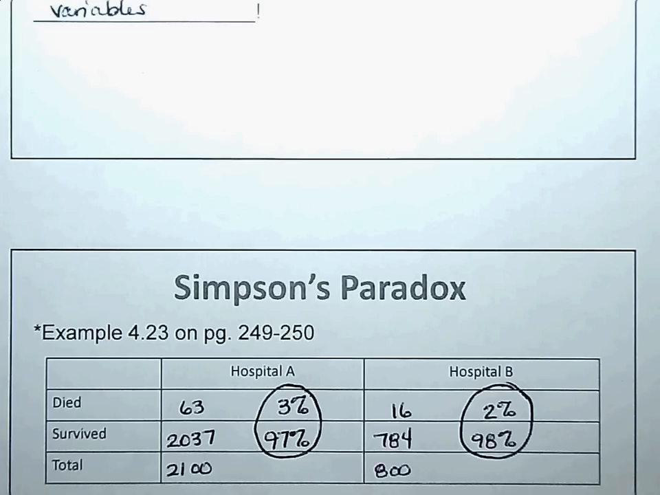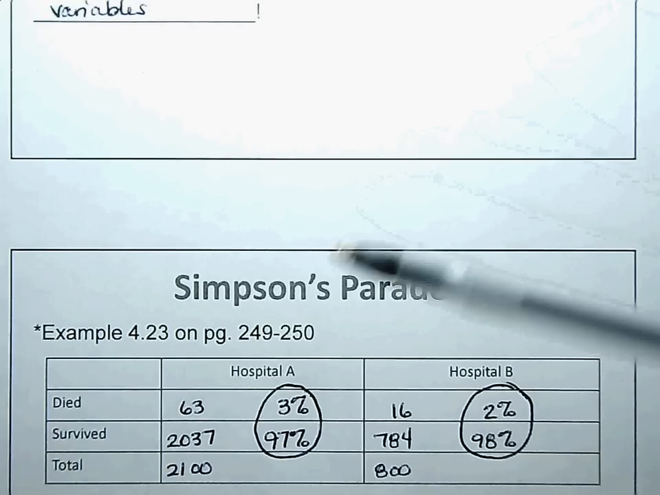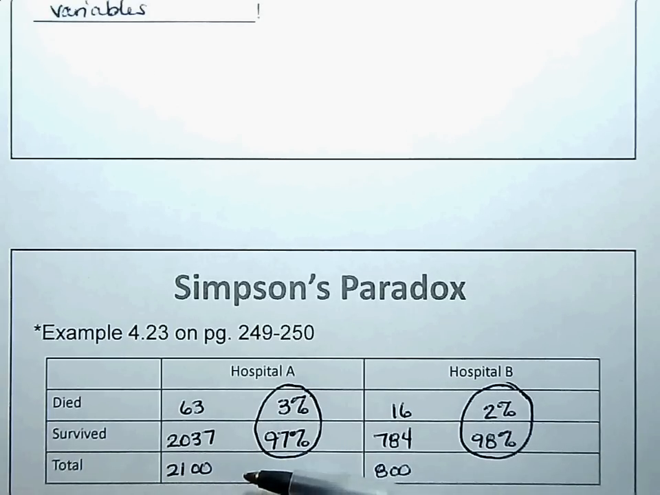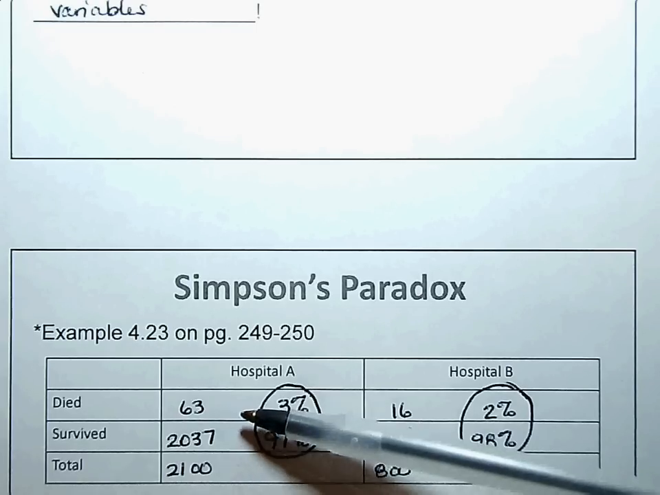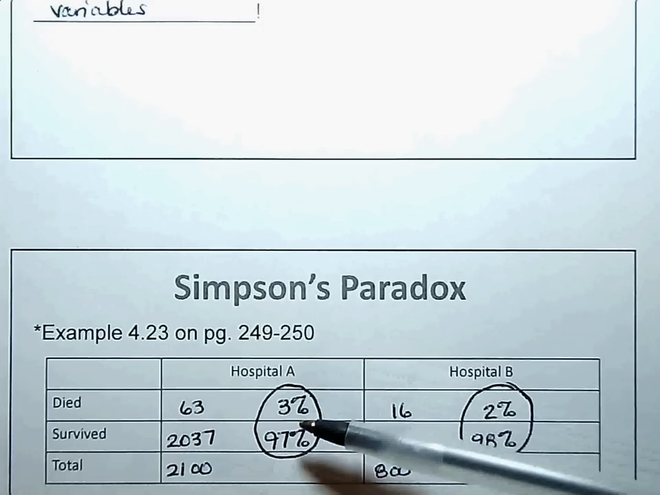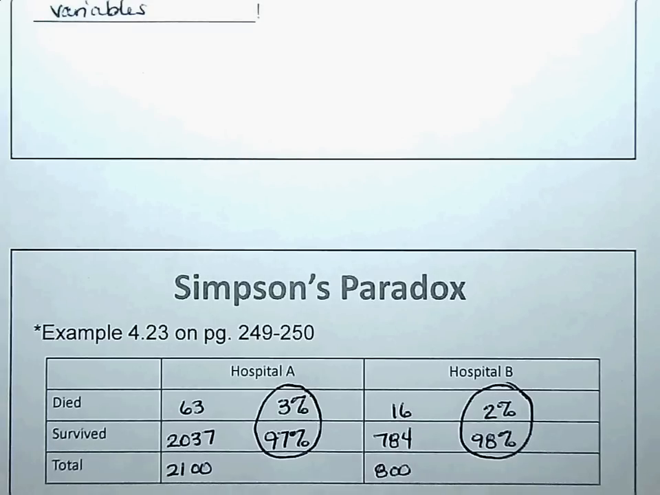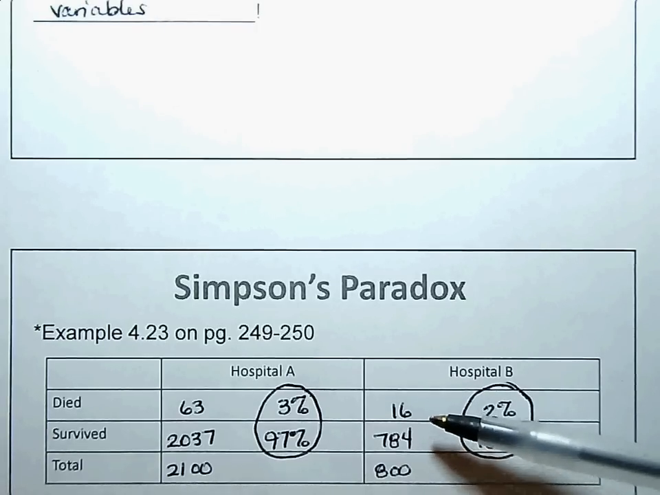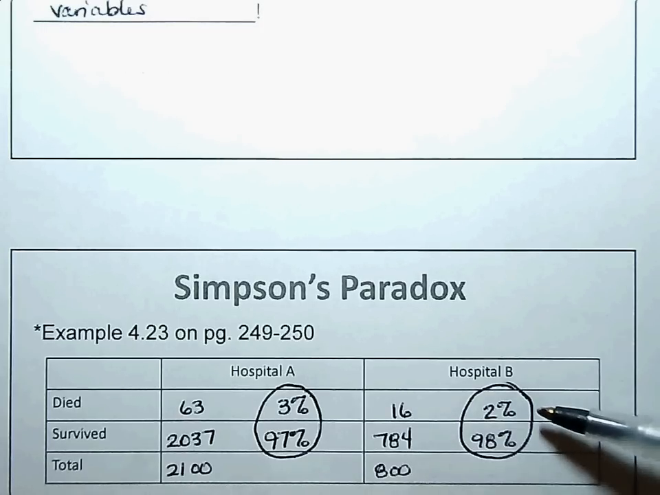In the example, it talks about 2 different hospitals, Hospital A and Hospital B. And you're trying to make an informed, educated decision about which hospital you want to go to. You notice that in the information that's available to you, at Hospital A, they had 2,100 patients in the time under study. And of those 2,100 patients, 63 of them died, and 2,037 of them survived. And so you looked at it and said, well, that means that 3% died and 97% survived. You then went and looked up Hospital B online to find out how they fared. And out of 800 patients, they had 16 patients that died and 784 that survived, or 2% died and 98% survived.